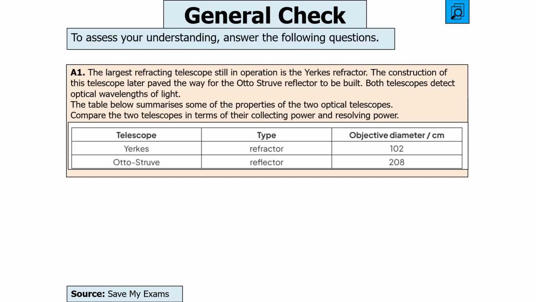The next question says, the largest refracting telescope still in operation is the Yerkes refractor.